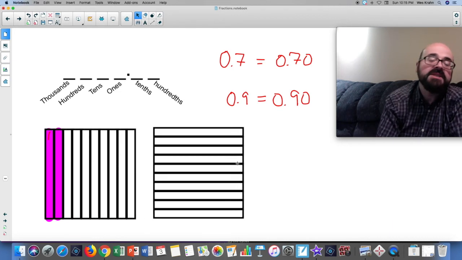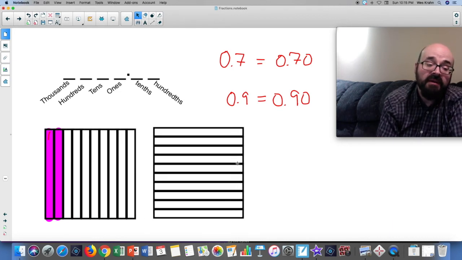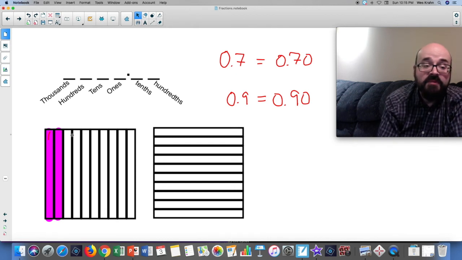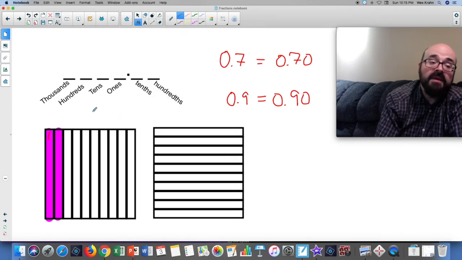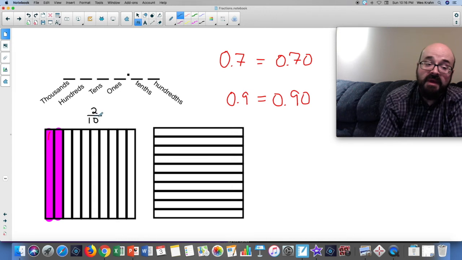If I do this, does it make it easier? Right now, this is representing what? If you said 2 tenths, you are correct. And we could also put that in decimal form and say it is 0 and 2 tenths.